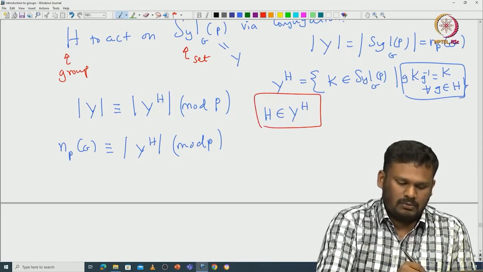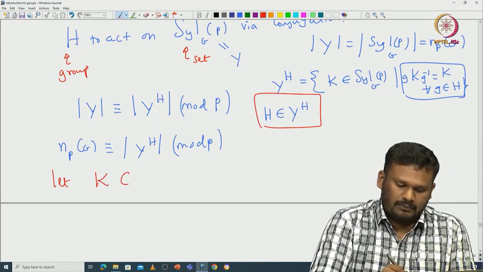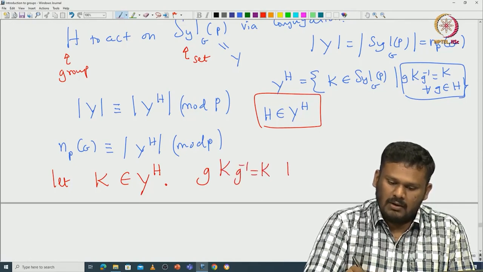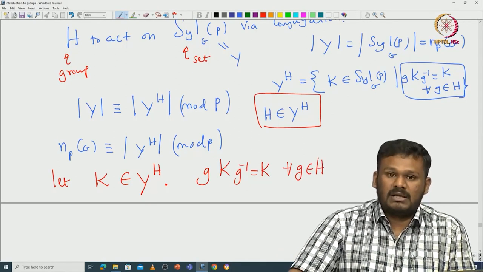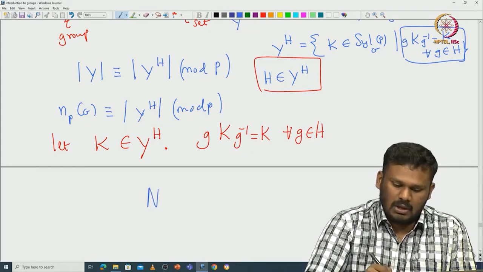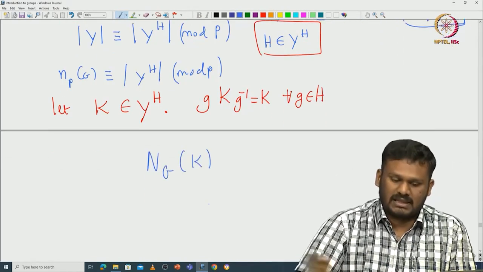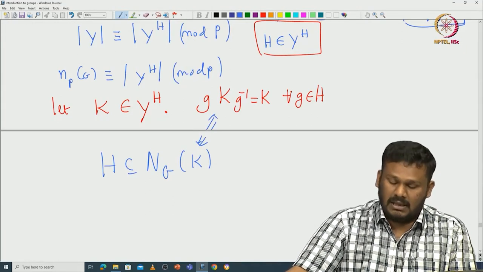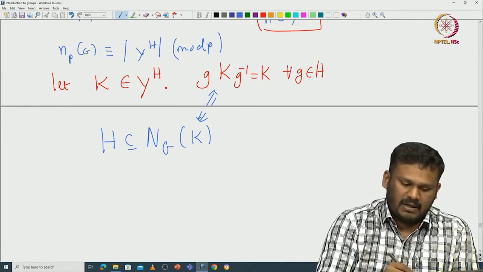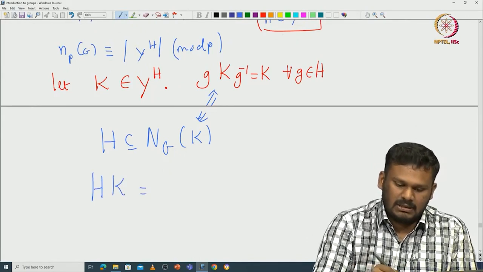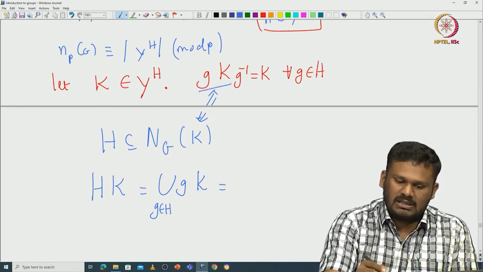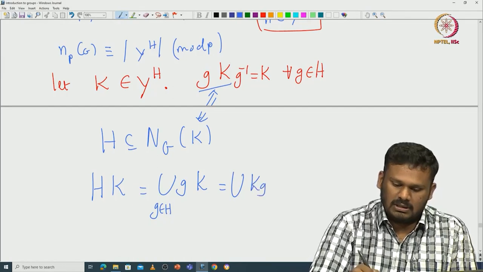Now we take another K from this Y power H and see what happens. Then K satisfies G K G inverse equal to K for all G in H. That means the normalizer of K contains H. So these two statements are equivalent: the normalizer of K contains H. So if I compute HK, you can see that this is going to be the union of GK for G in H. But here you can see that GK is the same as KG. So this is the union of KG for G in H.